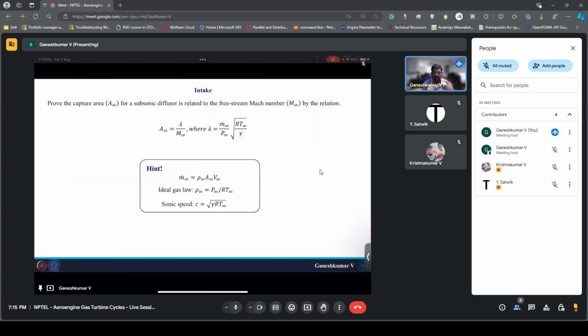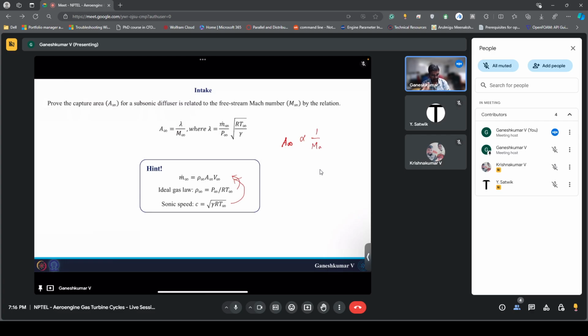Okay. So m dot infinity, we all know it's rho A V, and from the ideal gas law, we know rho equals P by RT. We also know the sonic speed here. If you just substitute these things in m dot infinity and rearrange for A infinity, you will get the relation. And you can see that A infinity is actually inversely proportional to M infinity, and this is what we literally saw in the previous slide.